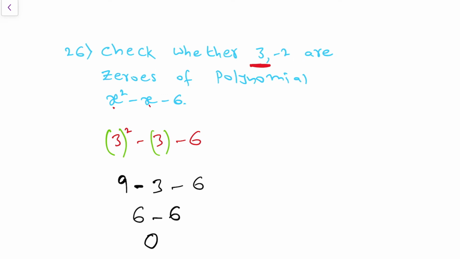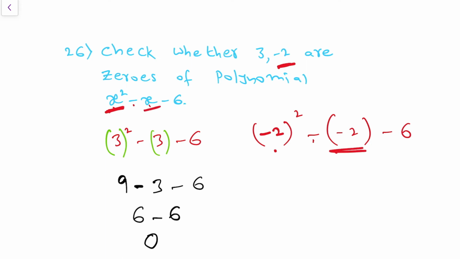Now let me substitute the second number, that is minus 2. So minus 2 whole square minus, minus 2 minus 6. In the place of x I substituted minus 2. Here again minus is there, so minus as it is, and again in the place of x minus 2, minus 6 as it is. Now let us simplify this again. Minus 2 whole square is 4, minus into minus plus 2, minus 6. 4 plus 2 is 6, minus 6.